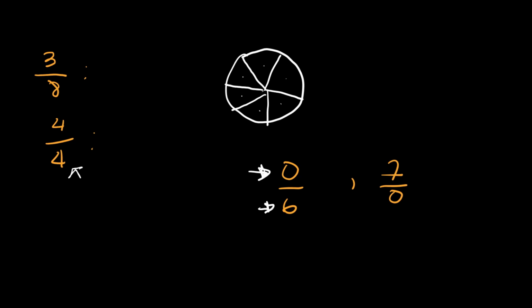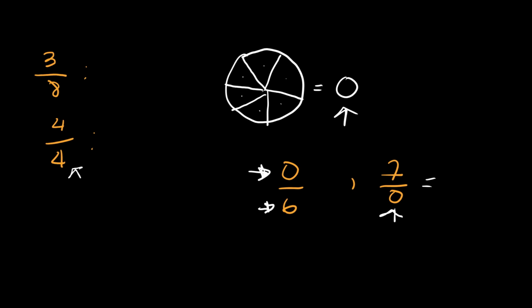Now you see over here, eat 0. So what is the answer? The answer is 0. Why? Because I decided to eat nothing. I call this a diet. Now 7 out of 0.